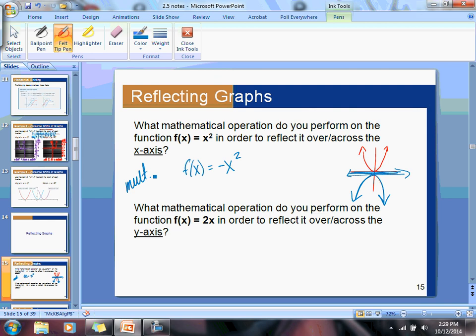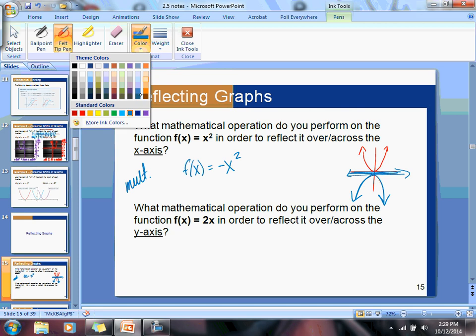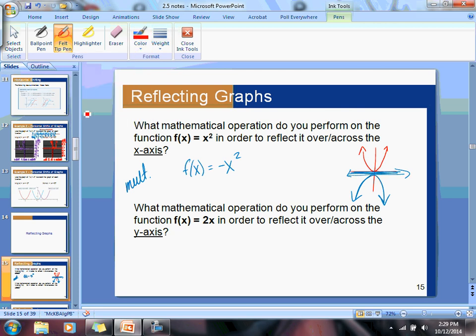Okay. And then for the other question here, what mathematical operation would you have to perform on the function f of x equals 2x? So now it's not that x squared anymore. It's f of x equals 2x in order to get it to reflect over or across the y-axis. Okay, so kind of changing things up here just for this example. If I have this function, f of x equals 2x, that means I start at 0, 0, I go up 2 and over 1. So I have a line with slope 2.